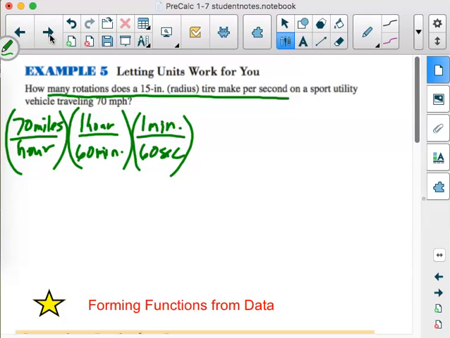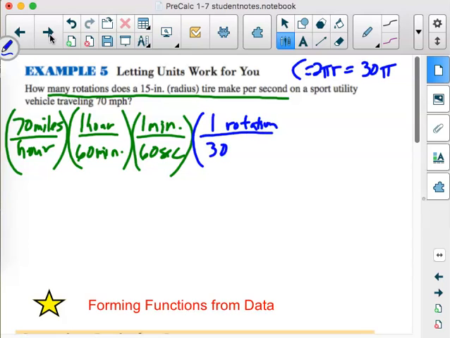But now I need to figure out how to put something with rotations on the top. And I realize, well, each rotation, I know how far it's gone because that's circumference. And circumference is 2 pi r. So there's that part of our objective where we're using formulas. So that's going to give me 30 pi. So one rotation is going to be 30 pi, and this was in inches.